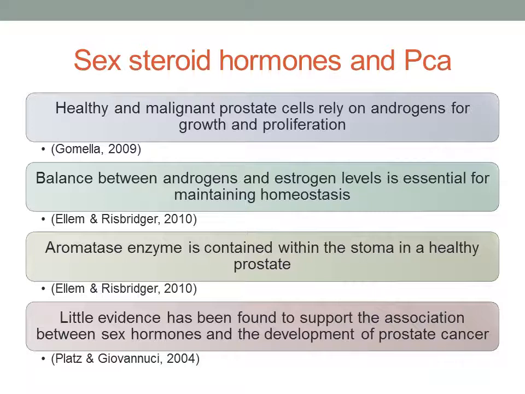In a healthy prostate, the aromatase enzyme is contained within the stroma. However, in a malignant prostate, the enzyme is active within the epithelium. This has been linked to the development of prostate cancer. Interestingly, epidemiological studies have found little evidence to support the association between sex hormones and prostate cancer.